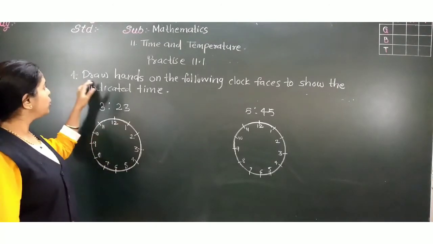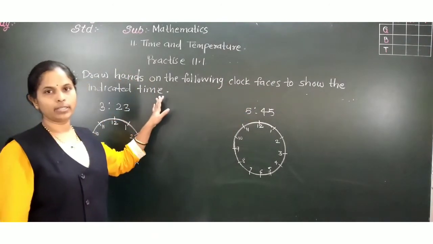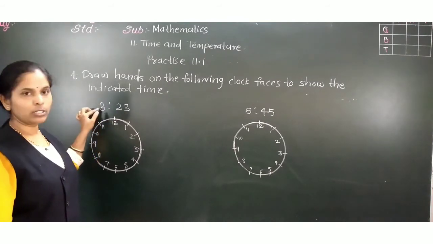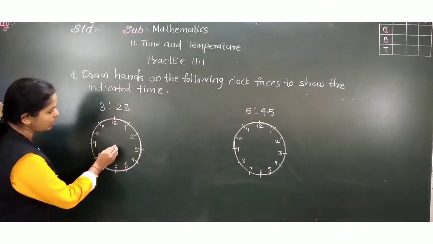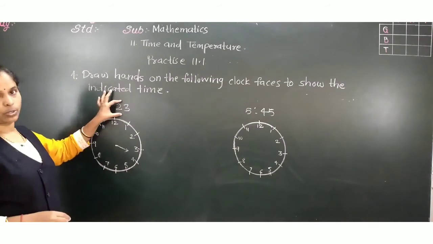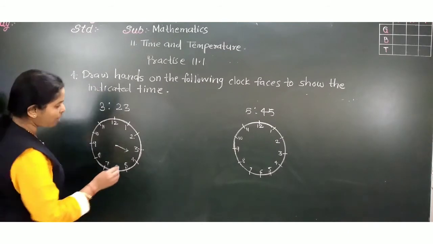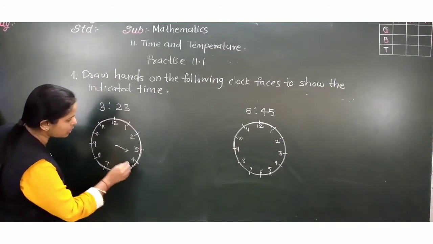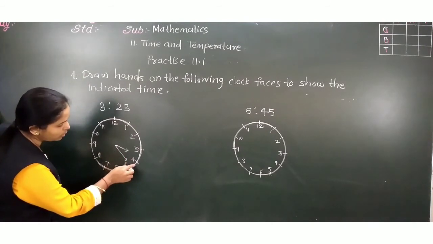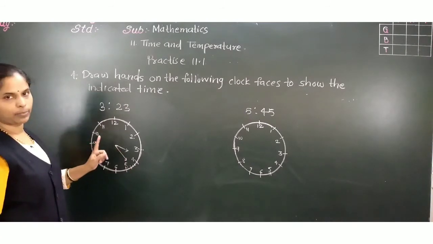Question number 4. Draw hands on the following clock faces to show the indicated time. 3:23 means 3 hours over. So where will be the hour hand? It will be in between 3 and 4. Okay. And 23, 20 plus 3, means 4 5s are 20. That is after 4, 3 small divisions. So where will be the minute hand? After 4, 3 small divisions. Okay. Like this, it is 3:23.